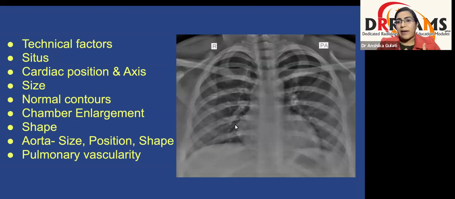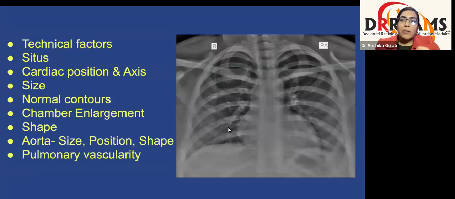So the increased vascularity can either be because of increased arterial blood flow, for example, in cases of left to right shunt, or there can be increased vascularity because of decreased venous return, right? In cases of decreased venous return, we'll see signs of venous congestion. For example, first sign is the cephalization. That is, the upper lobe vessels will become as prominent as the lower lobe vessels, and as this condition progresses, there will be signs of pulmonary edema setting in.